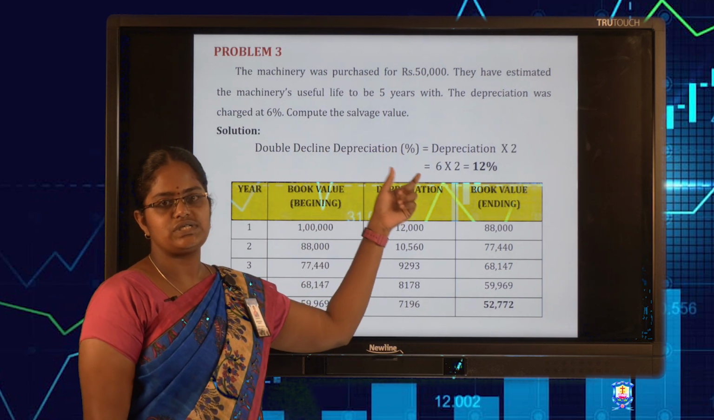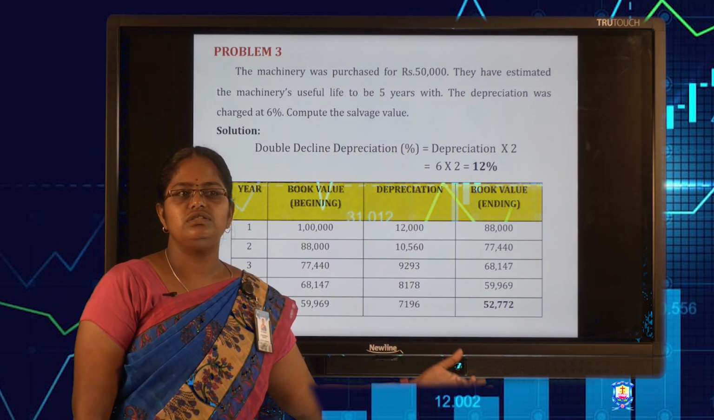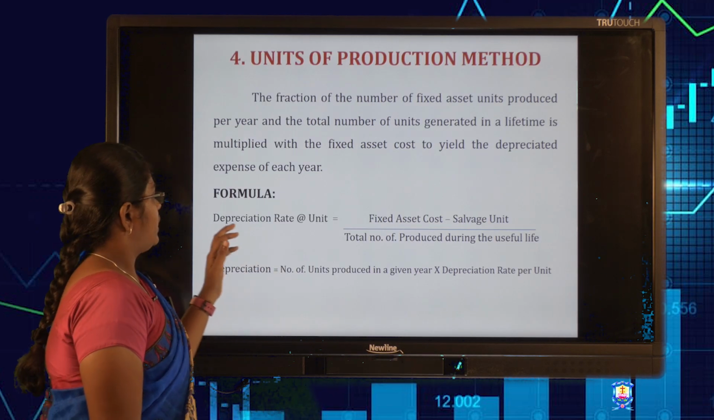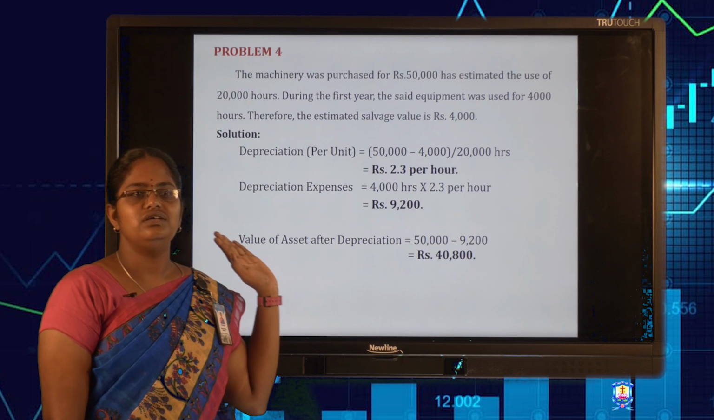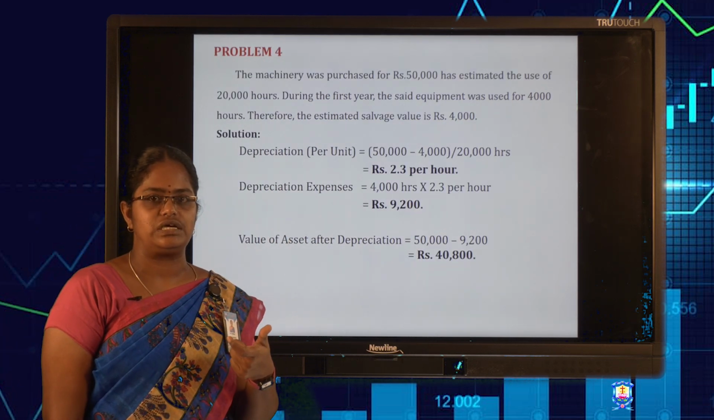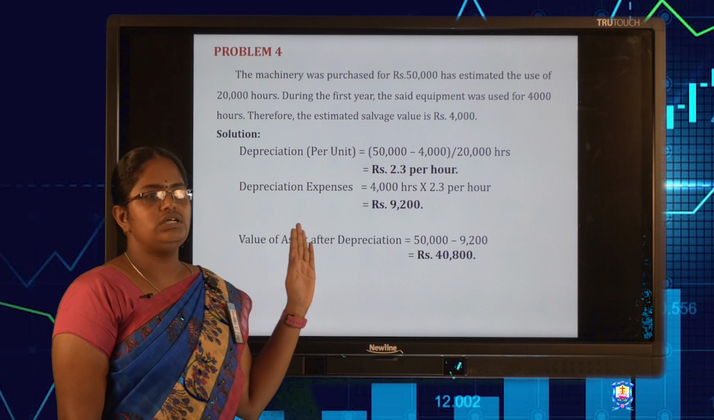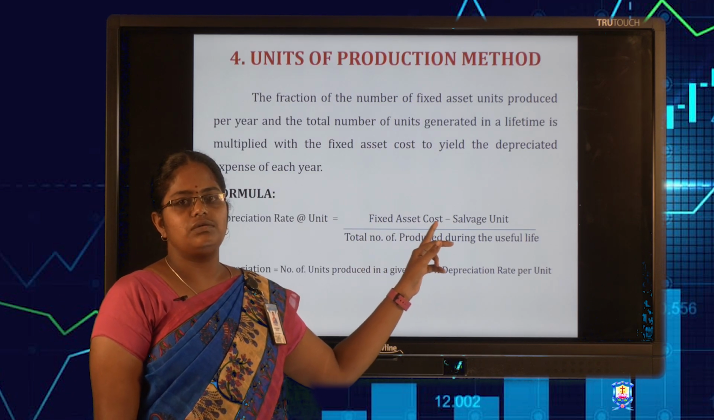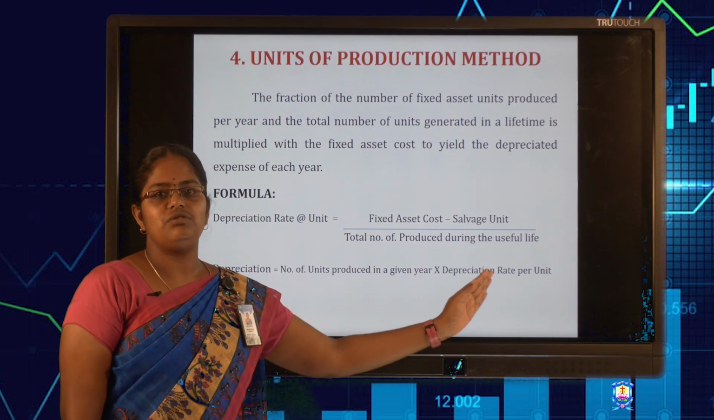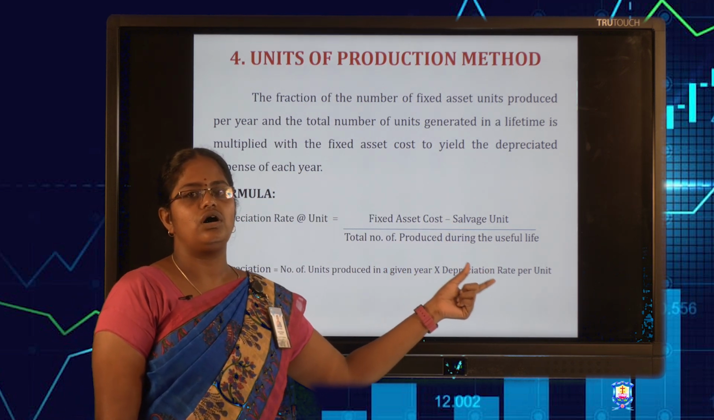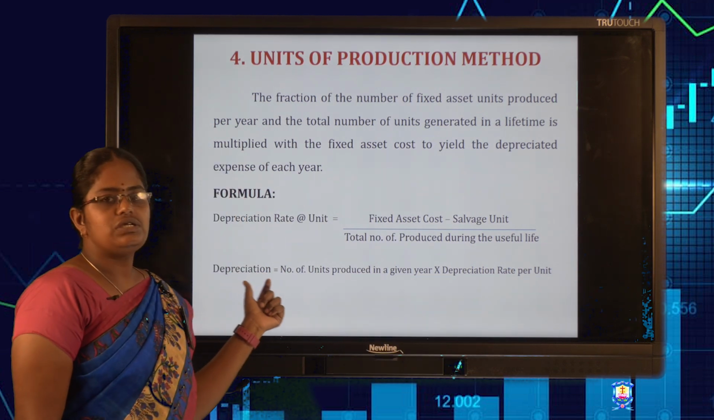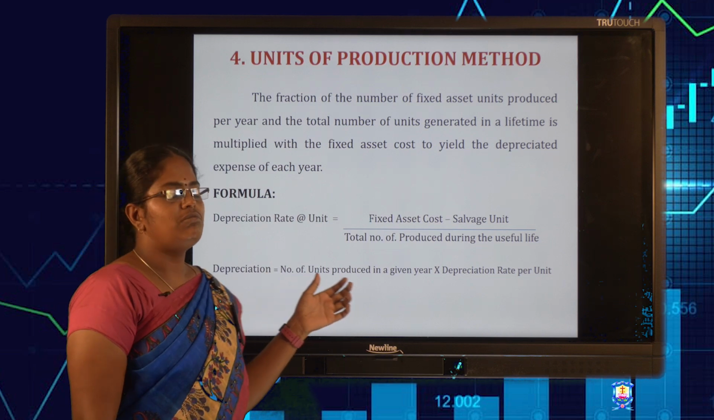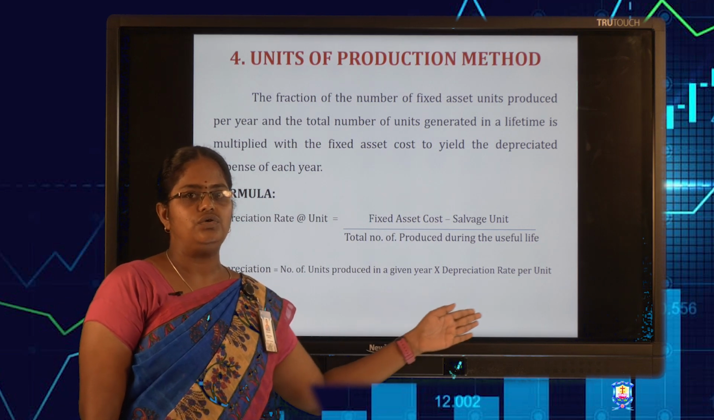Calculate the salvage value. Salvage value means at the end of the year the particular value that is remaining. That remaining value is called salvage value. Okay. The formula is, first we have to find the depreciation rate, that is depreciation per unit. For the depreciation rate, the formula is fixed asset cost minus salvage value divided by number of units produced during the useful life. Depreciation is equal to, now we come to the main aspect, number of units produced in given year into rate of depreciation.